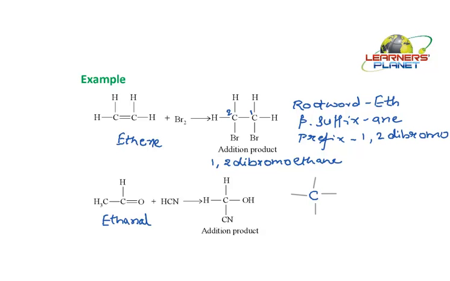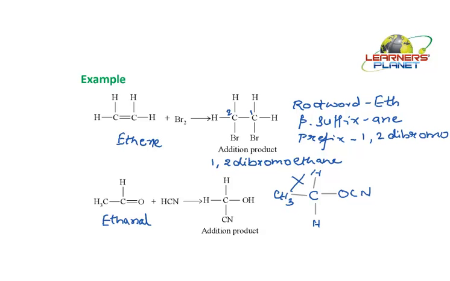the product as OCN and H and CH3. Why we can't write this product? This is a wrong product.